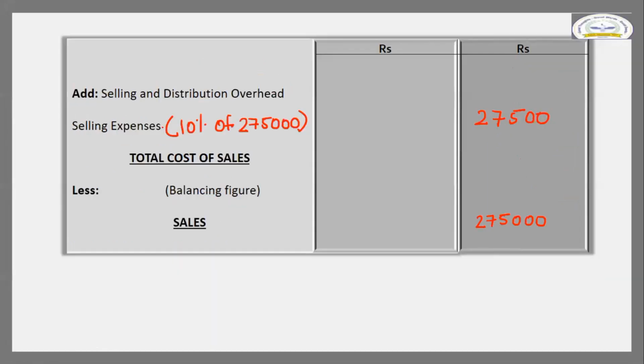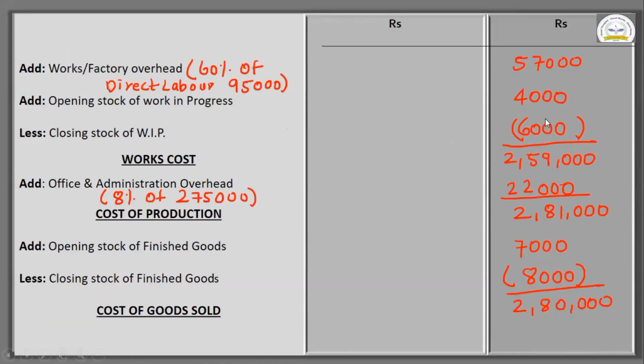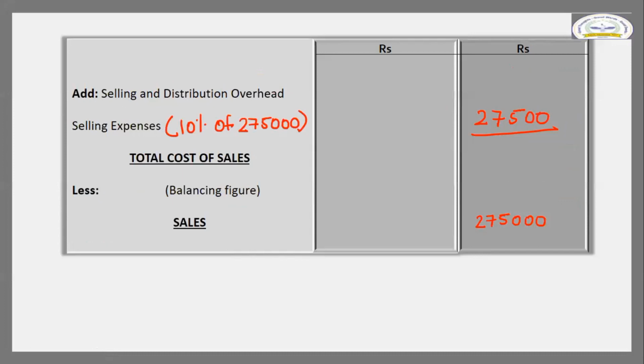After this, add selling and distribution expenses 27,500. If we add 2,80,000 plus 27,500, we'll get 3,07,500 rupees. Now you can see, students, total cost is 3,07,500 and we sold at 2,75,000. So here is a loss. Here is a loss of 32,500 rupees.